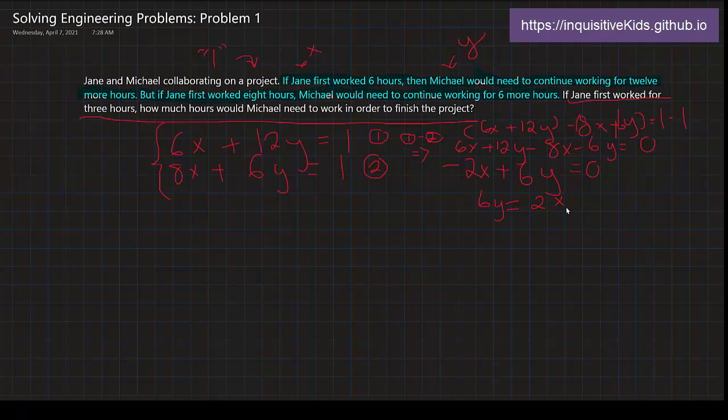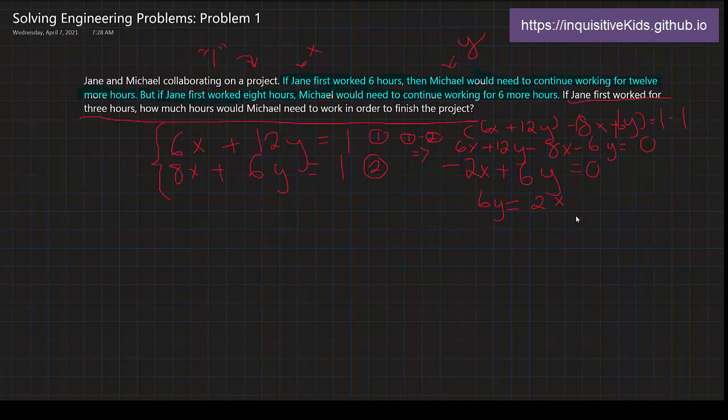And what is the problem again? What did we underline in the problem? The problem was that if Jane worked for 3 hours, how many hours would Michael need to work? Okay, so Jane first worked for 3 hours. Let's put that in. How do we change 2x into 3x? How do we do that?